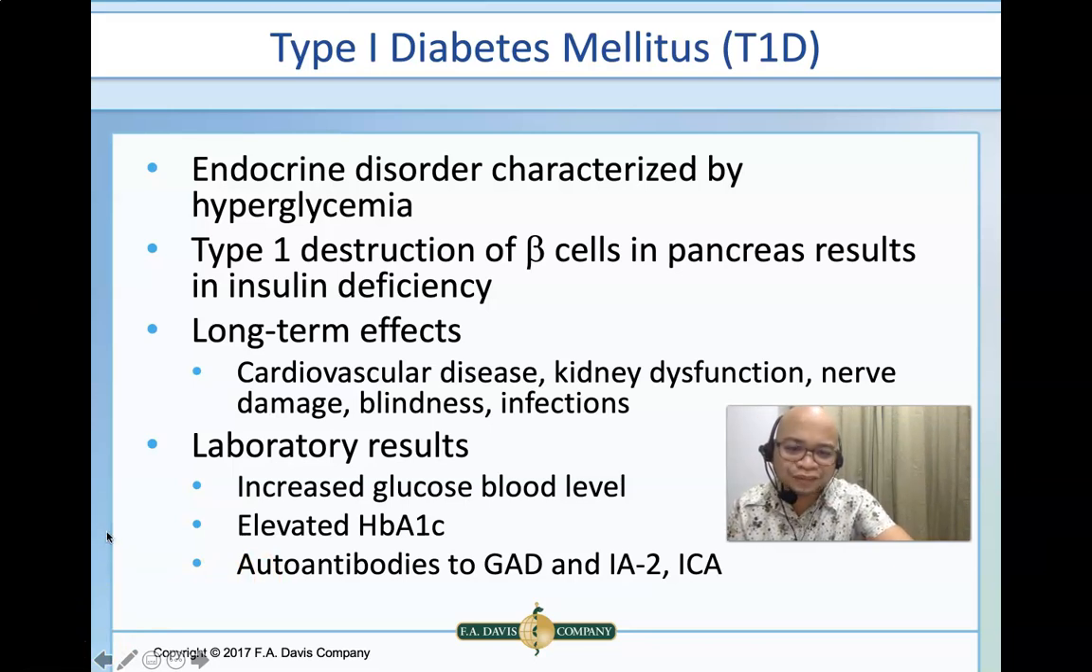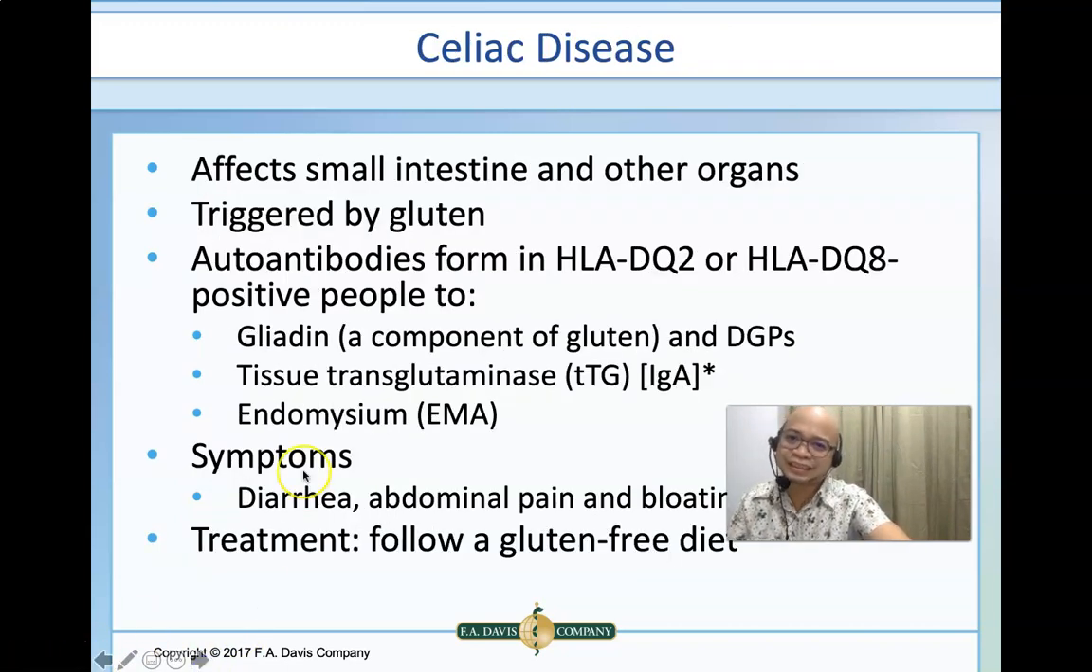So GAD refers to glutamic acid decarboxylase, and then IA2 refers to antibodies against the islet tyrosine phosphatase, and ECA is the islet cell antibodies. These antibodies are found against the pancreas. So whenever these particular antibodies target the beta cells of our pancreas, this may result in insulin deficiency.